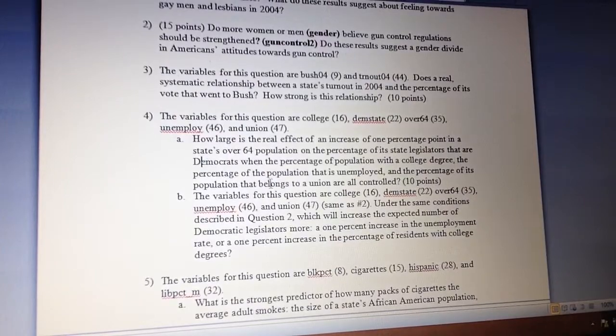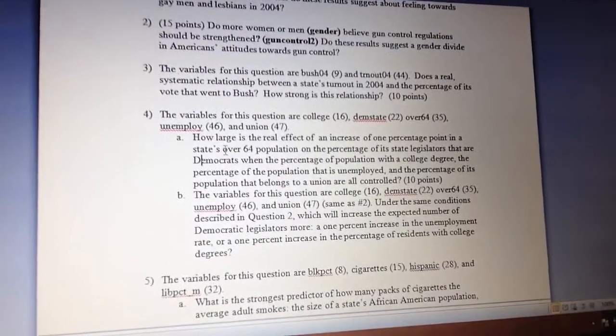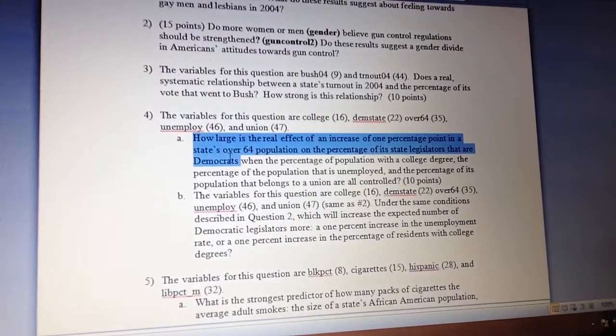All right. So you've got the variables here. And what we're asking is, how large is the real effect of an increase of 1 percentage point in a state's over 64 population on the percentage of its state's legislators that are Democrat when the percentage of the population with a college degree, the percentage of the population that is unemployed, and the percentage of the population that belongs to a union are all controlled?